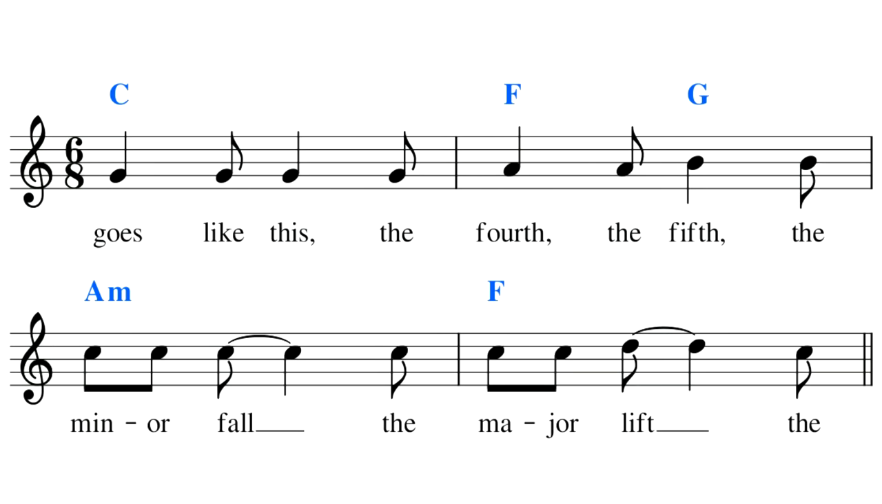Hallelujah by Leonard Cohen is another classic example of this. The lyrics to the first verse are actually describing the functions of the chords that we're hearing. The fourth, the fifth, the minor fall, and the major lift. It goes like this.